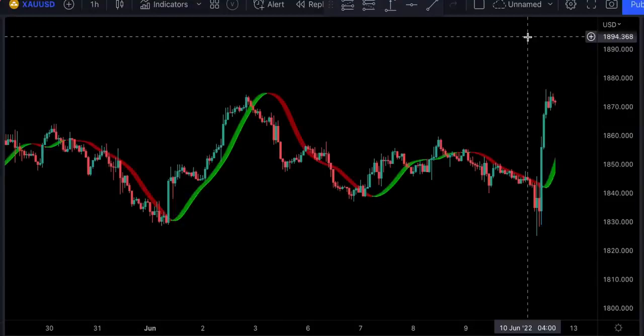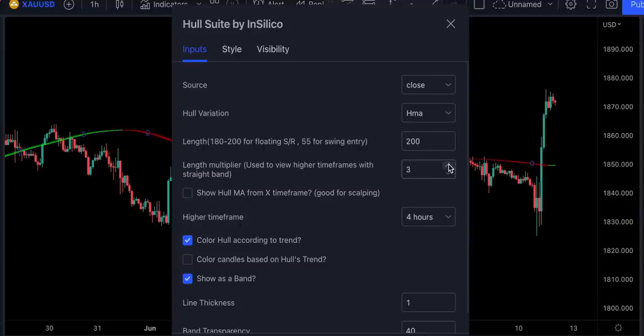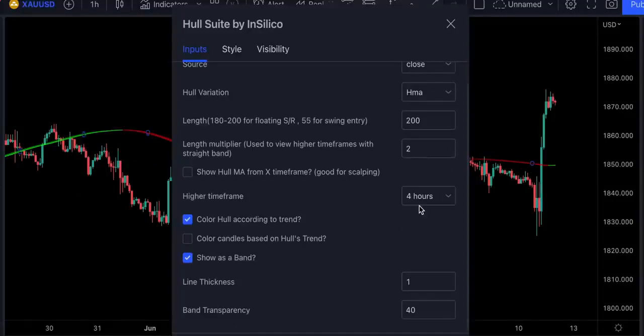It's so precise, but you have to adjust the settings right. For example, you can change the Hull variation from HMA to THMA or EHMA. You can also change its length. I personally like to keep it at 200. Changing the length multiplier can also be a good idea. You can also set different time frames for this indicator and enable color candles based on Hull's trend.